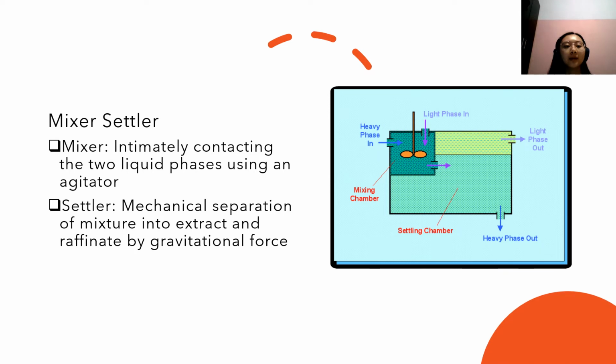The third equipment of LLE is the mixer settler. Mixer settler device consists of two parts, which are mixer and settler. Mixers for intimately contacting the two liquid phases using an agitator. Settlers for mechanical separation of the mixture into extract and raffinate by gravitational force. This operation may be continuous or batch-wise.